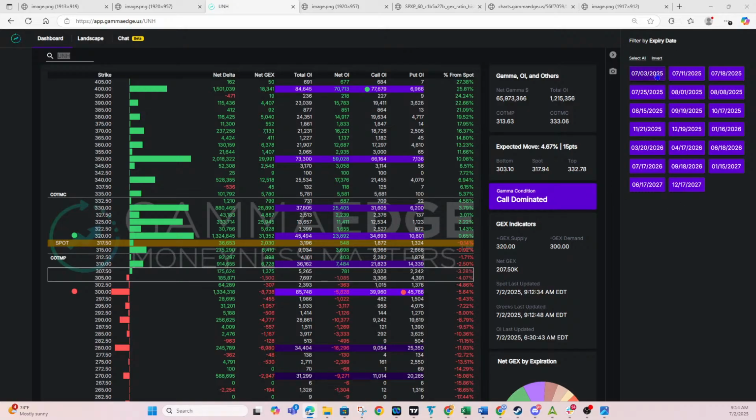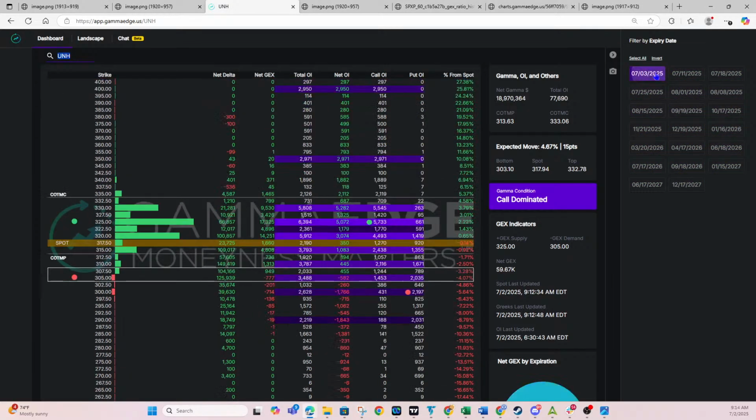Again, that's all expiries, so let's check this next expiry. COI is at 325 for that 7.3, which is tomorrow, and PGX is at 325. So if we get a move to the upside, that would most likely be the cap heading into the third.